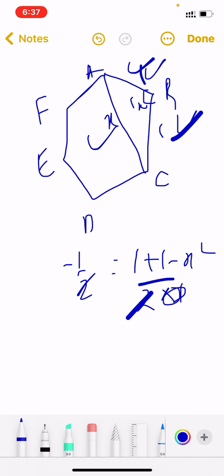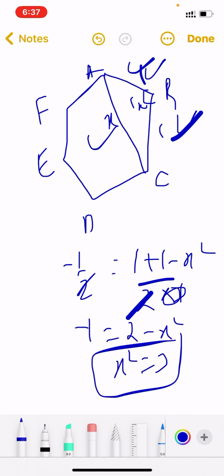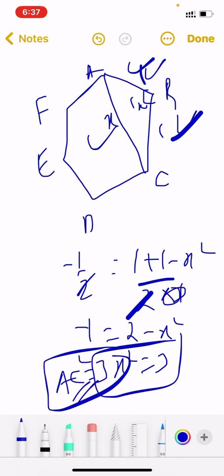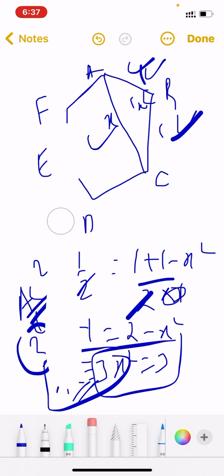Now this gets cancelled. So this is basically minus 1 equals 2 minus x square. So x square equals 3. Now x is what? X is basically AC and AC square equals 3. Now if the square has a side AC, its area will be AC square. So AC square is 3. So 3 is the answer to this question.